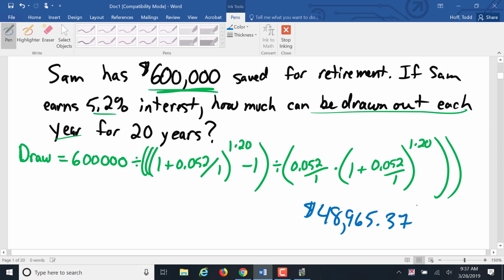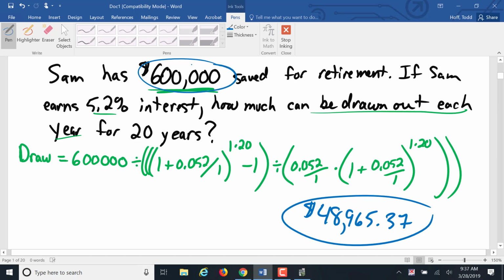So if Sam has $600,000 at the beginning of his retirement and can get 5.2% interest, each year for 20 years, Sam can draw out $48,965.37.